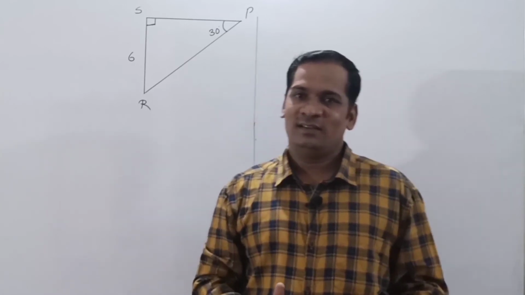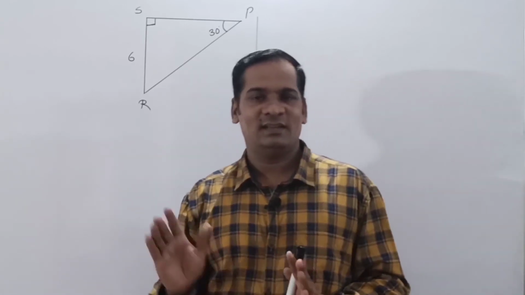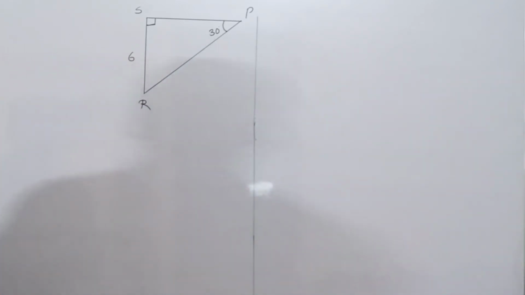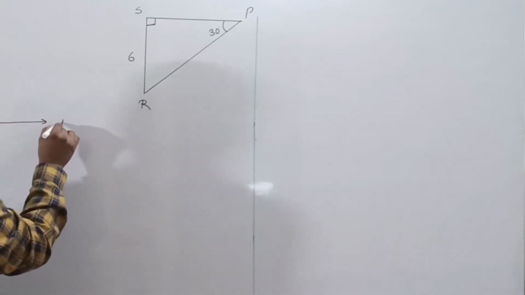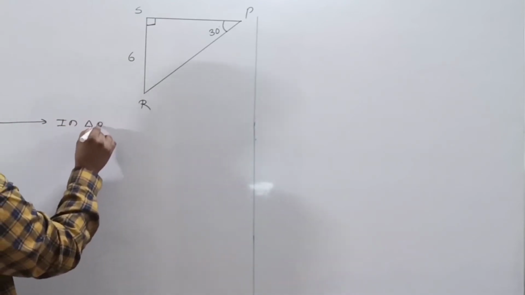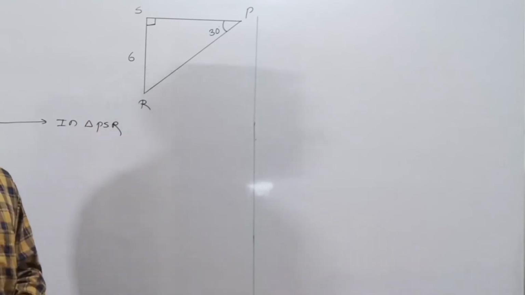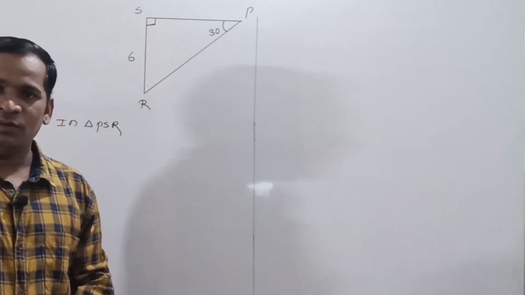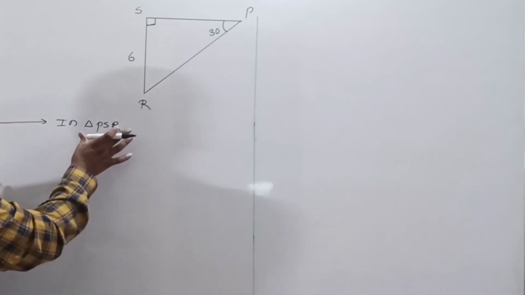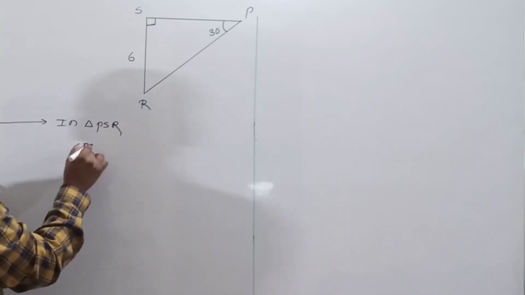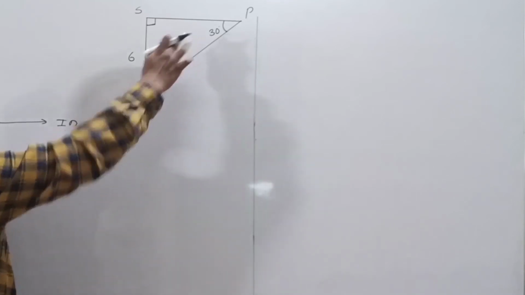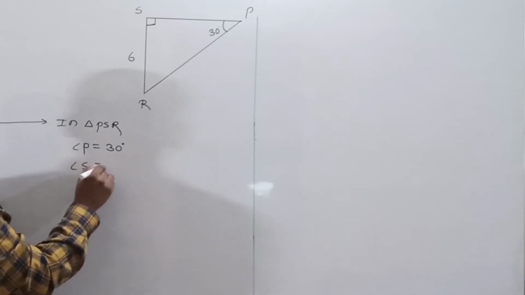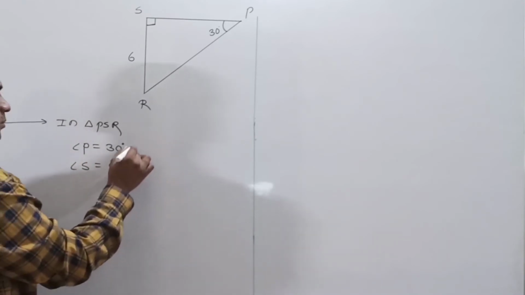So we have to use the 30-60-90 triangle theorem here. So how to use that theorem? Let's find the answer with the help of that theorem. So in triangle PSR, mind well, it's not given that this triangle is a 30-60-90 triangle. We have to prove that first of all. So in triangle PSR, angle P is equal to 30 degrees. Look at that, angle P is already given, that is 30 degrees. Angle S is equal to 90 degrees, and both things are given.